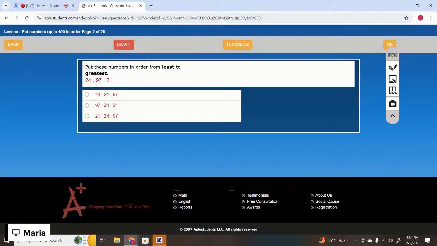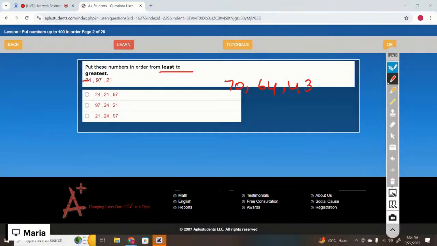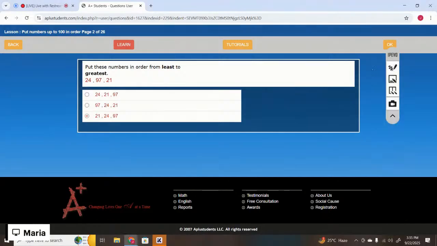Put these numbers in order from least to greatest. The least one is the one that comes first in the counting, that is 21, 24, and 97. Option number 3 is the correct option.